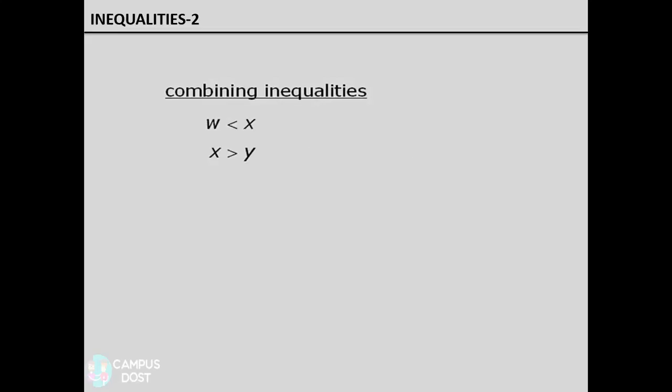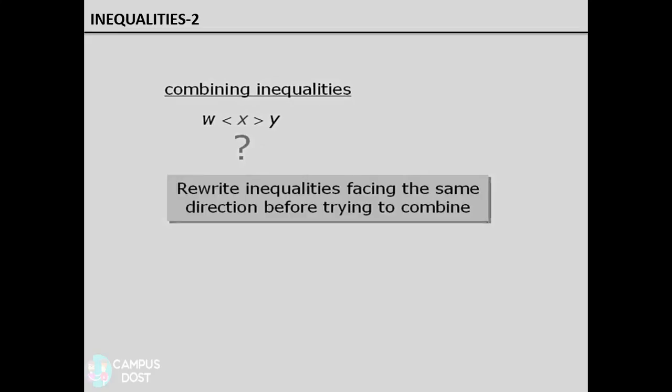Notice that in this example, we once again have x in both inequalities. Now if we line up the x's here, and then combine the two inequalities using x as the common term, we get a compound inequality where it is difficult to make conclusions about the relationship between w and y. So when it comes to combining inequalities, you will find it useful to first rewrite the inequalities so that they are facing the same direction.